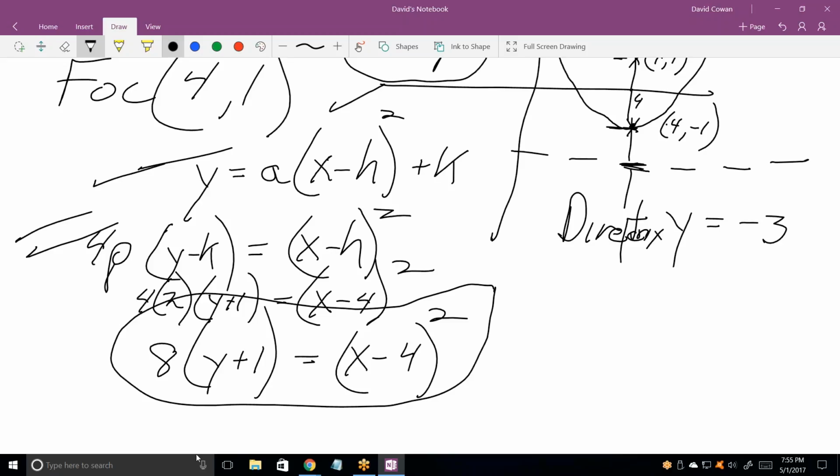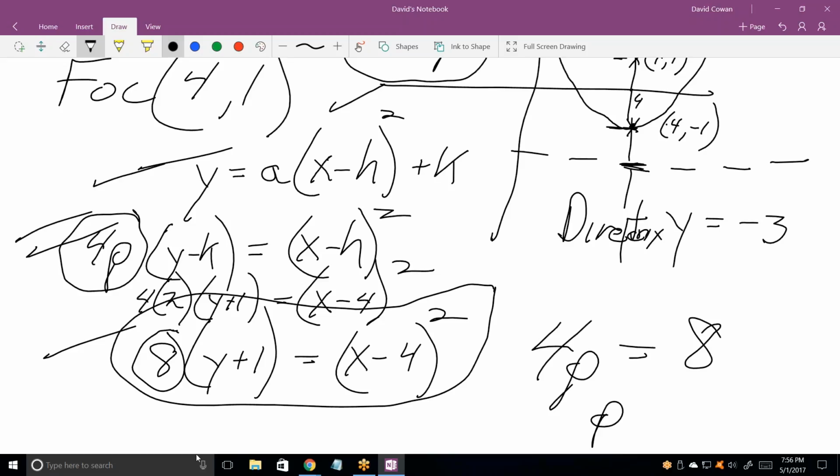And in fact, if they had given you this as your only piece of information, and they had said, graph it, or tell me where the vertex is, or what's the focal length? Well, I know that 4p is the coefficient of this. So I would say 4p has to be equal to 8, and the focal length is 2. And you know the focus is always inside the parabola. It's in the direction that the parabola opens.